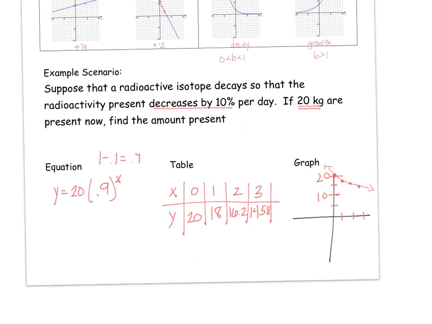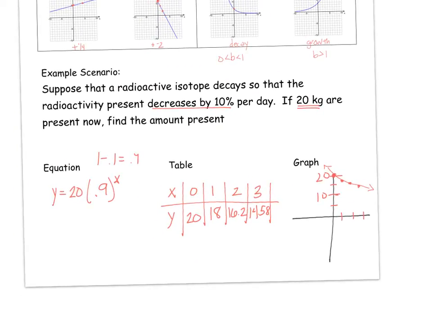Okay? So that's going to be decay, because this number right here was in between 0 and 1. So it decayed, so it went down. It's decreasing. Okay?